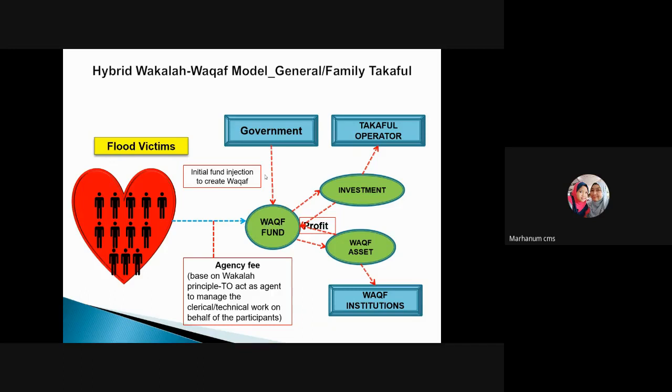So their contribution will be channeled into the wakaf fund, and this wakaf fund is managed by the Takaful operator. So the Takaful operator will make investment on the wakaf fund. The profit from the investment will be channeled back to the wakaf fund, and then in case there is excess of the wakaf fund, it can be used to buy the wakaf asset. Or if there is an NGO wanting to give a land as a wakaf, it will become a wakaf asset, and this wakaf asset is managed by wakaf institutions.